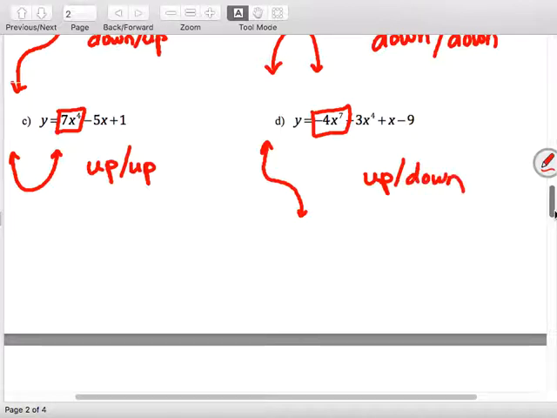So really, you've got 4 options. Up, up; down, down; down, up; up, down. It just goes in those 4 ways. All right, when you're ready, flip the page.